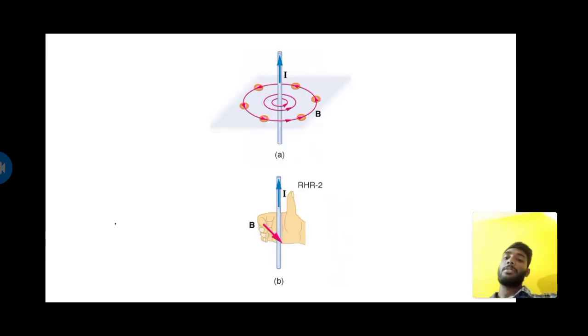This diagram was about right hand rule 2. Current is showing upwards and the magnetic field is shown by the folding fingers.